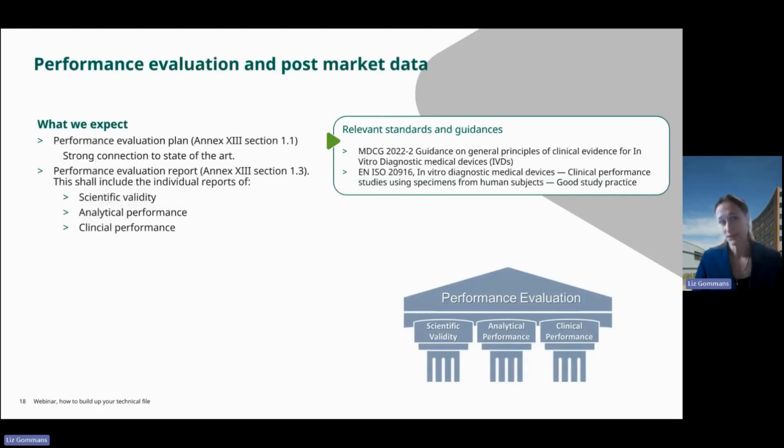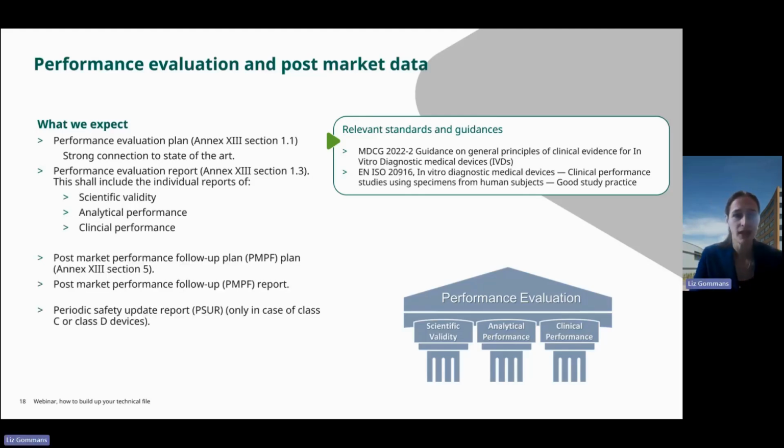And then we go to the next chapter, which is performance evaluation and post-market data. What we expect to see here is the performance evaluation plan. It's clearly described in the IVDR actually, and it needs to have a strong connection to the state of the art. So here we really want to see the state of the art back. The performance evaluation report, which should include, of course, the individual reports like the scientific validity, analytical performance, and clinical performance.